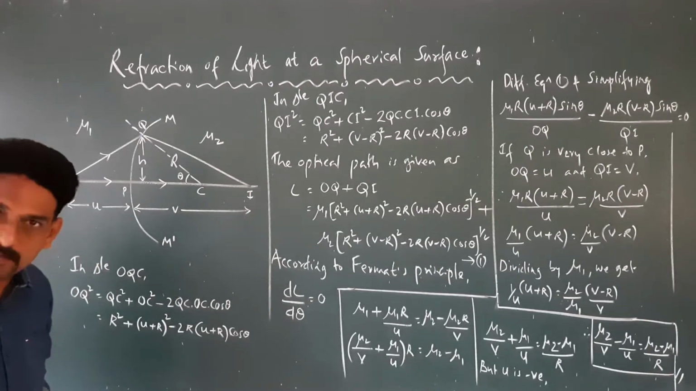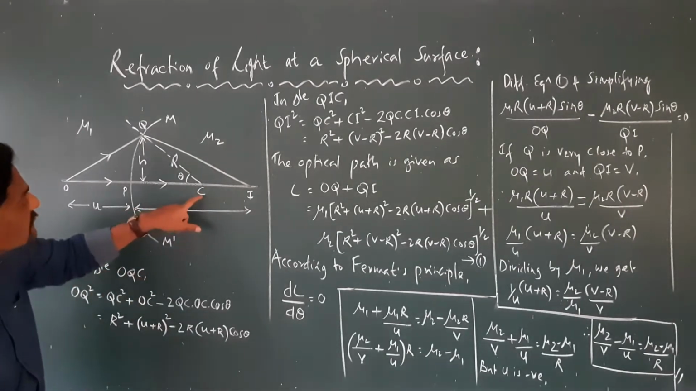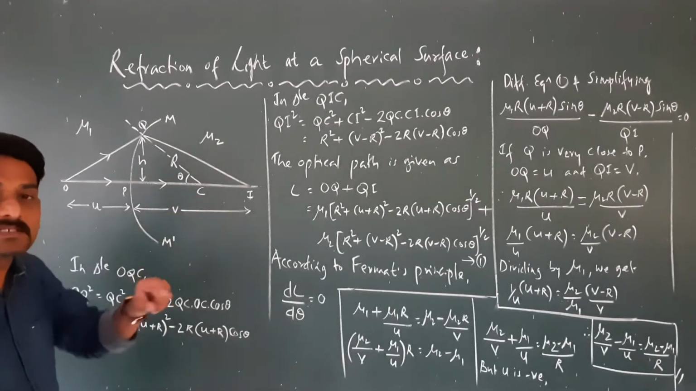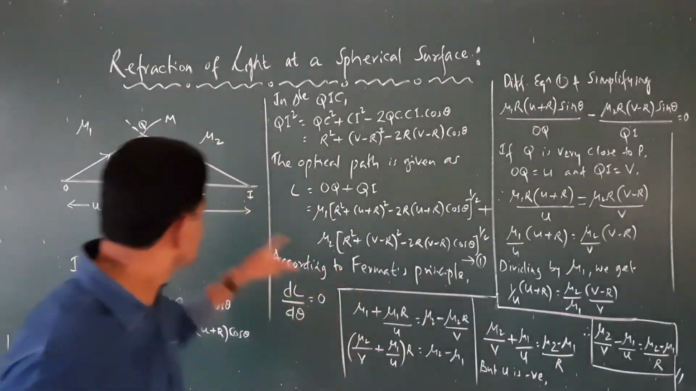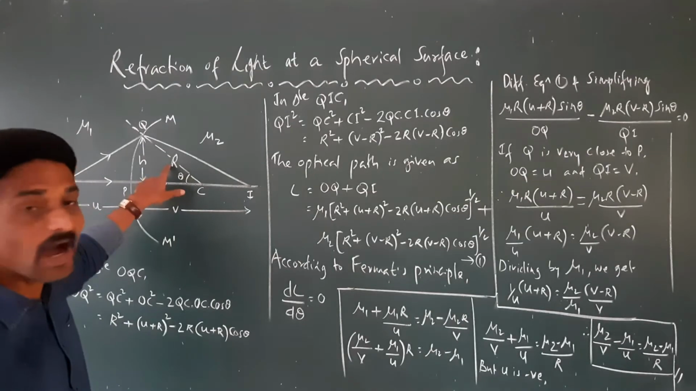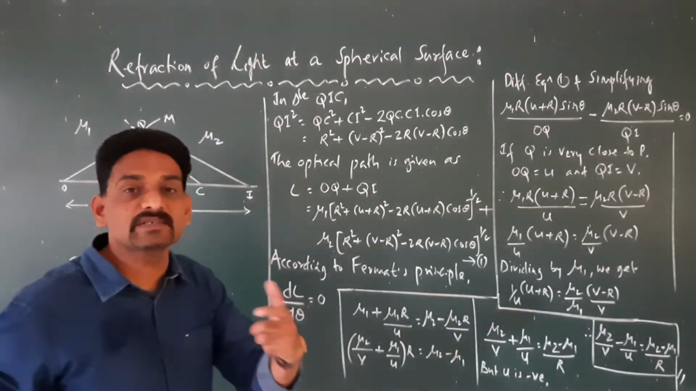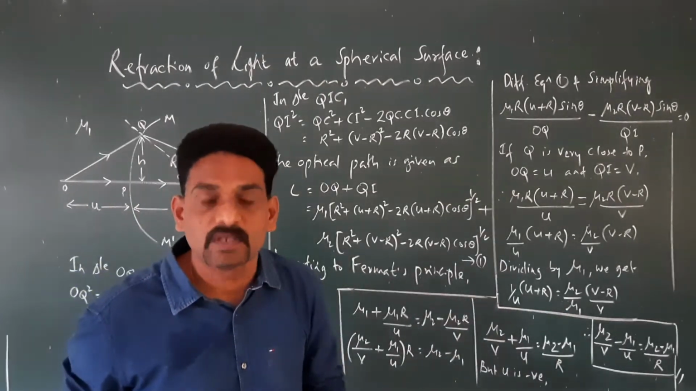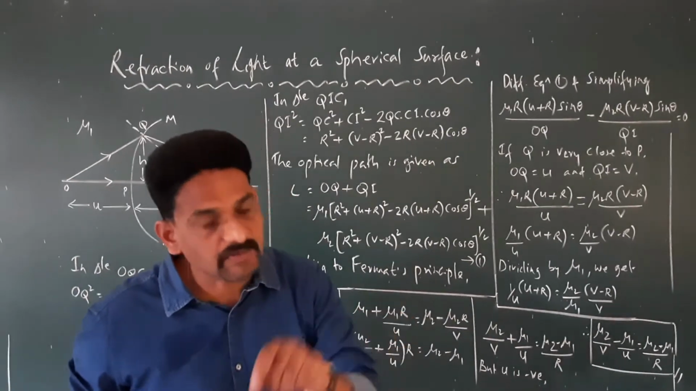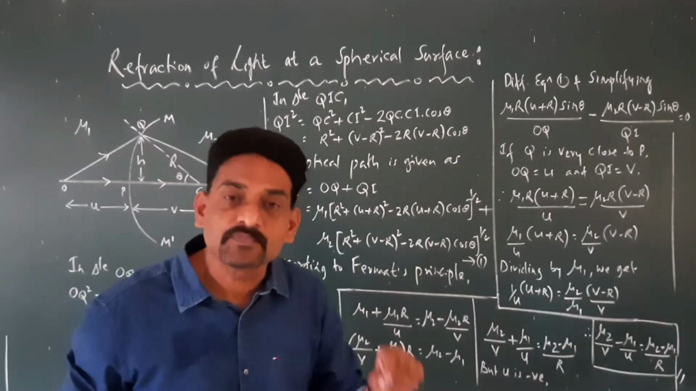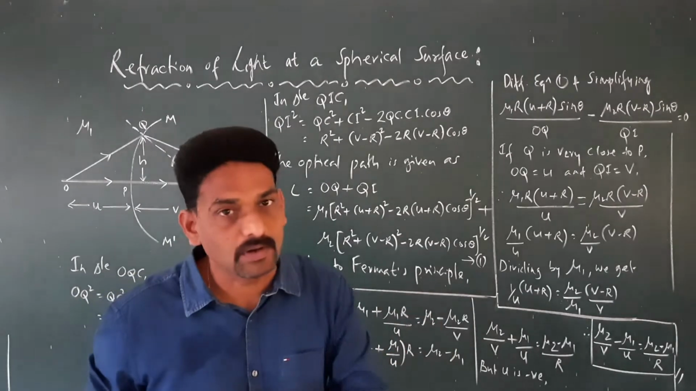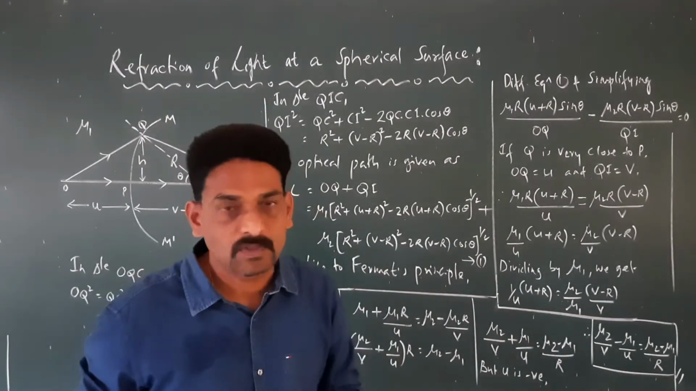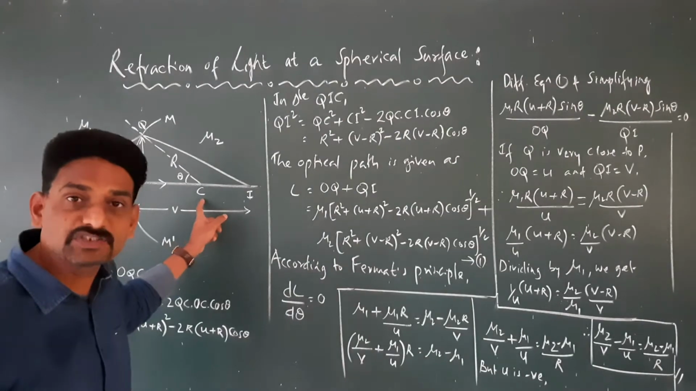Then what we have here is C. What is C? C is known as the center of curvature. What is R? R is known as the radius of curvature. C stands for center of curvature, R stands for radius of curvature, and P stands for the pole of the spherical surface. Then what is center of curvature?